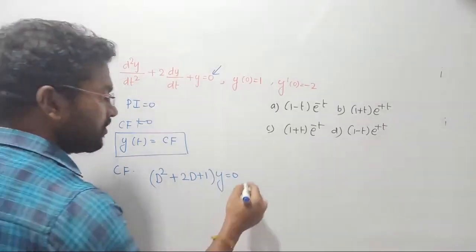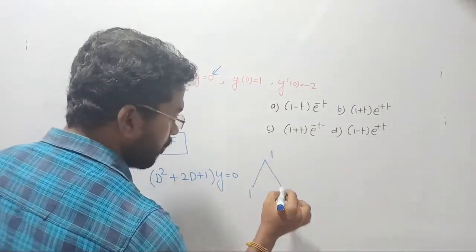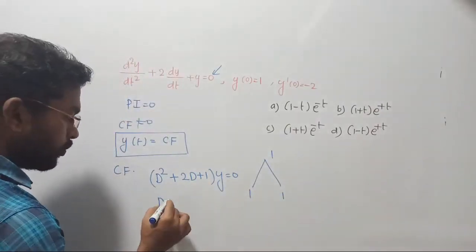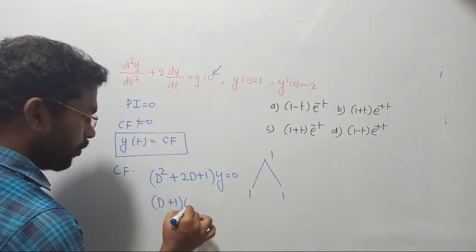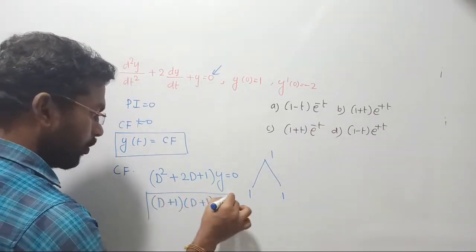If I solve this equation, I think we can factor it directly. 1 into 1 will give you 1, and 1 plus 1 will give you 2, such that I am getting a repeated root. So it can be written as (D plus 1) into (D plus 1) equal to 0. Yes, we are getting repeated roots.